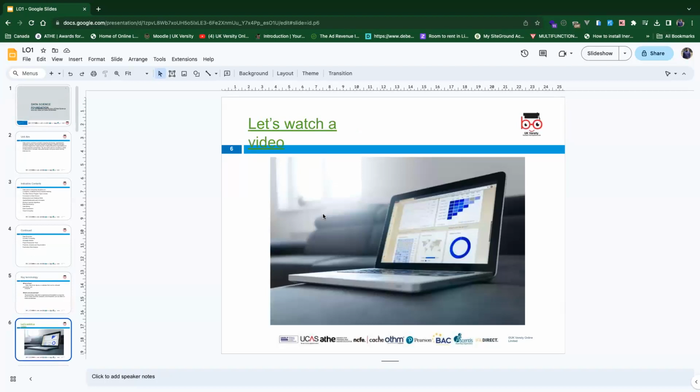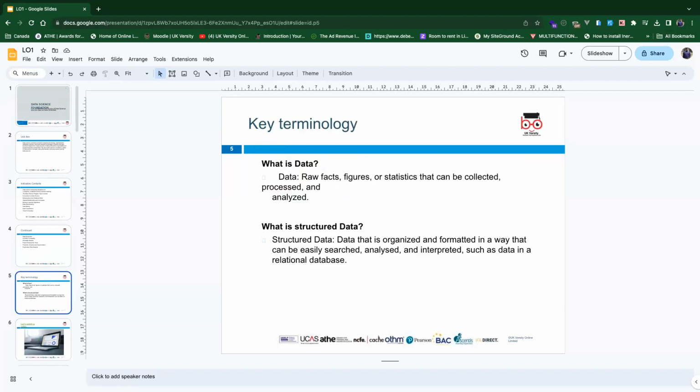What is structured data? Structured data is data that is organized and formatted in a way that can be easily searched, analyzed, and interpreted, such as data in a relational database.